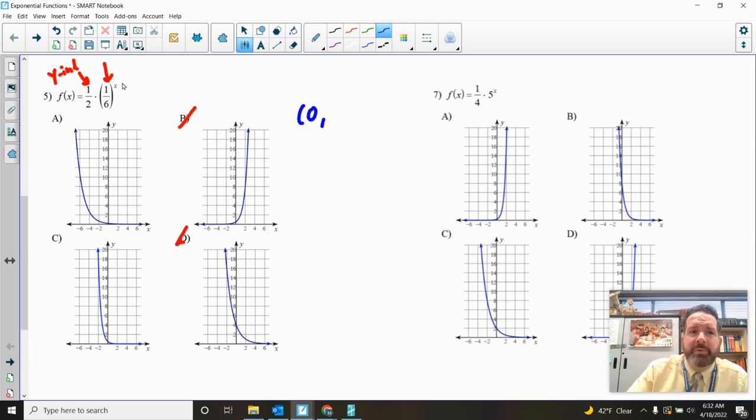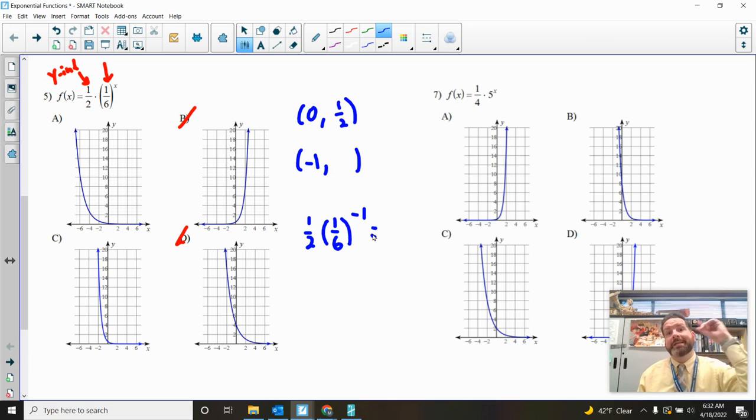We know that when x is 0, the y-intercept ended up being a half. Now, because this is decay, it's probably going to be easier to look at a negative exponent and see what comes out. So down here, let's think a little bit. So a half times 1/6 to the negative first power. You must remember what negative exponents do. They take your fraction, they flip it upside down.